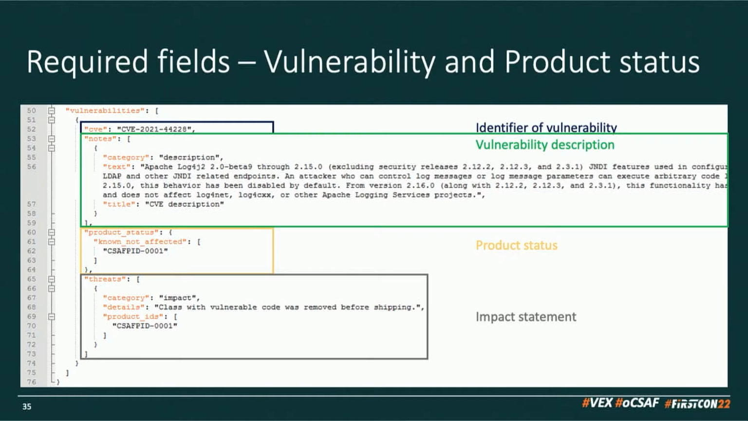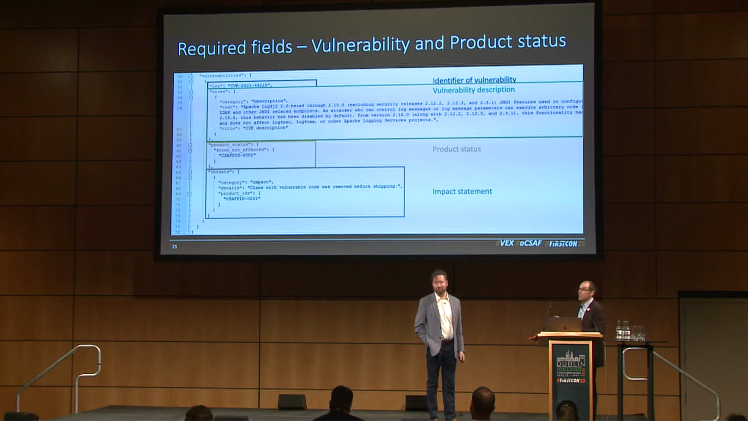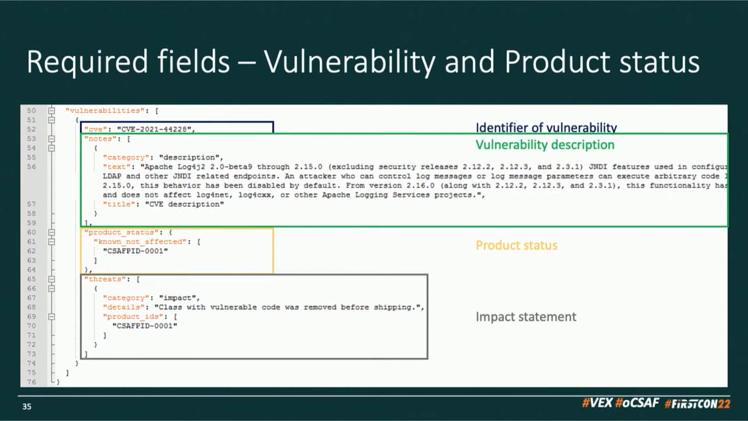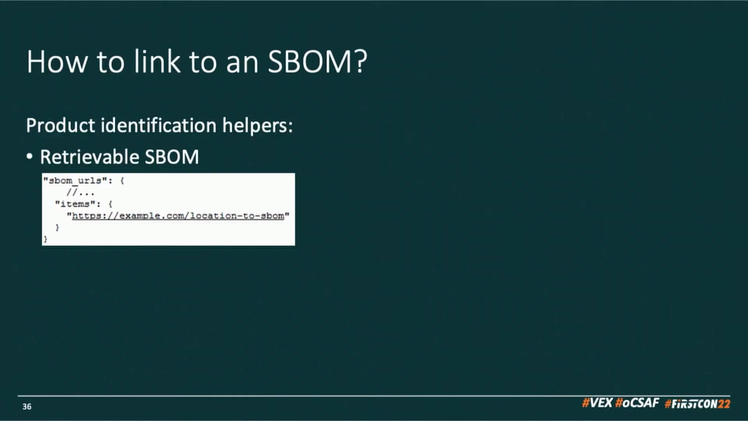Now, if we talk about vulnerabilities, we need some vulnerability identifier, and this can be a CVE, which we support and also encourage to use. But if there isn't a CVE assigned yet, you can also have another identifier in there. You should describe what the vulnerability is about, and that can really be the simple plain CVE description. And actually, that's the fun part here, telling about what the product status is. In that case, it's not affected, so we have an impact statement, and it says, yeah, the class with the vulnerable code was removed before shipping, so you're good.